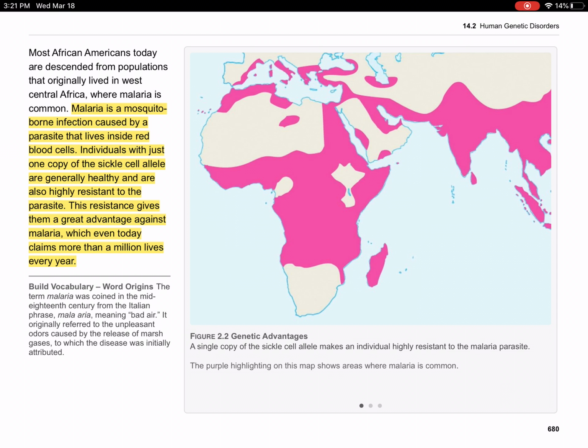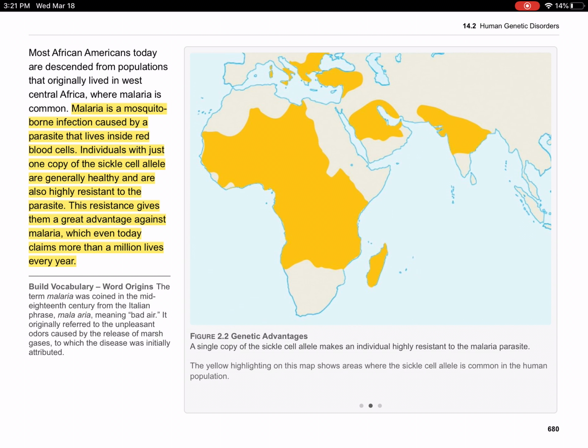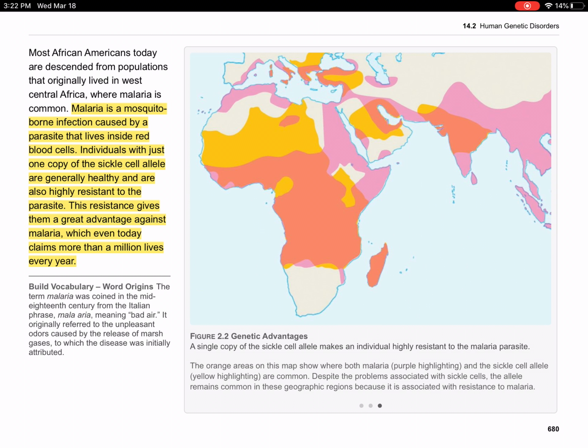Another advantage of one of these mutations or disorders, sickle cell anemia: those that have one copy of the sickle cell allele are generally healthy. They are not considered to have sickle cell anemia, but they are also highly resistant to the parasite that causes malaria. As you can see in these diagrams, this is a map of Africa, Europe, and Asia, and you can see where malaria is most common. And if you look here, you can see where the sickle cell allele is common, and if you notice, they overlap. So there is some correlation there. People that have the copy are slightly resistant, and so that allele tends to get passed through the population because of that.